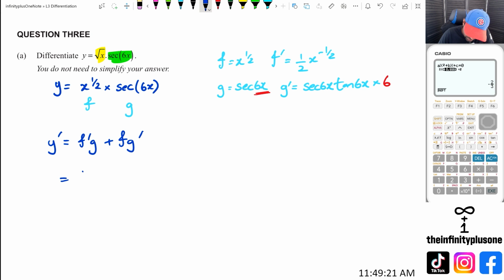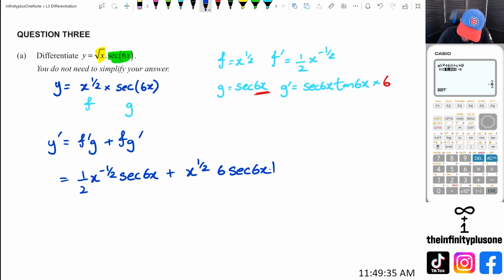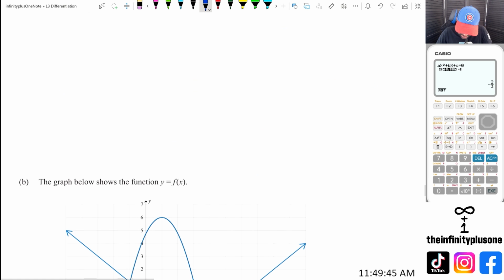So f dash is equal to a half x to the power of negative half sec 6x, plus f, which is x to the power of half, G dash is equal to 6 sec 6x tan 6x. And pretty much that's enough for an achieved there. No need to simplify anything. They do say that. Let me go to question B.